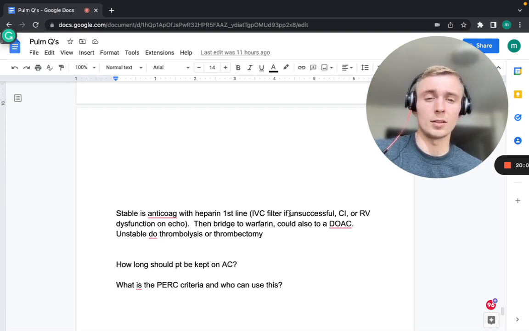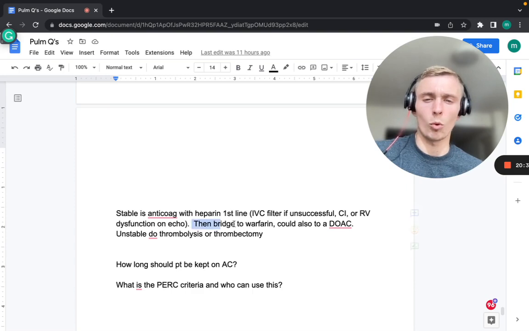That would be if they have unsuccessful anticoagulation, it's contraindicated to anticoagulate them, or they're having right ventricular dysfunction on the echo, and that would mean the next embolus, even if it's small, could kill them. So that's dysfunction on echo of the right ventricle. Again, unsuccessful anticoagulation or contraindicated, those 3 things is when you do an IVC filter, and again, only if they're stable. But first line is definitely that anticoagulation with heparin.